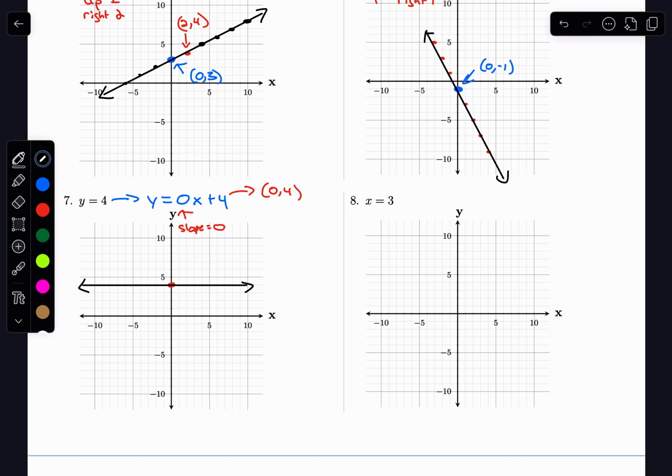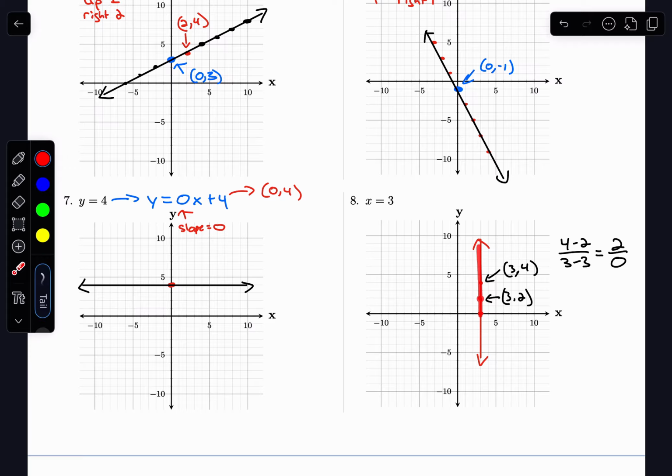So all we're going to do is go to our graph where x is 3, and we're just going to draw a vertical line through x equals 3 here. Now let me real quick work backwards and show you why this results in an undefined slope. If I pick any 2 points on this graph, like (3, 4) and (3, 2), and I try to find the slope between these 2 points, I would do 4 minus 2 on top and 3 minus 3 on bottom, but notice that gives me 2 over 0.